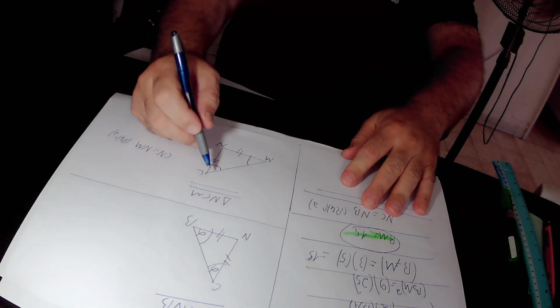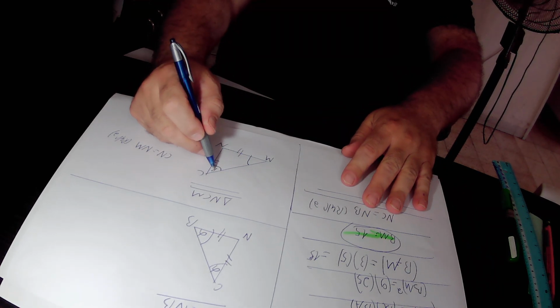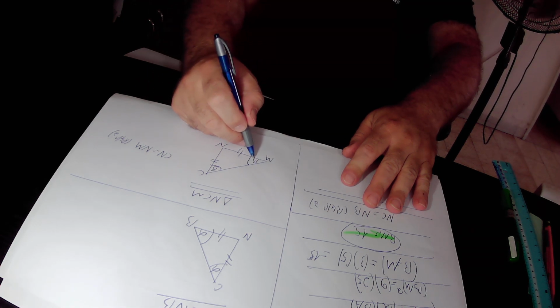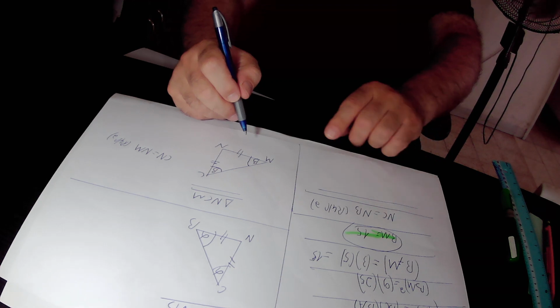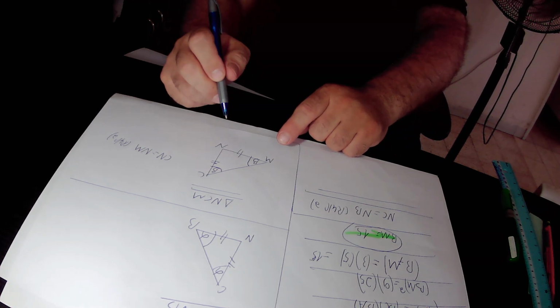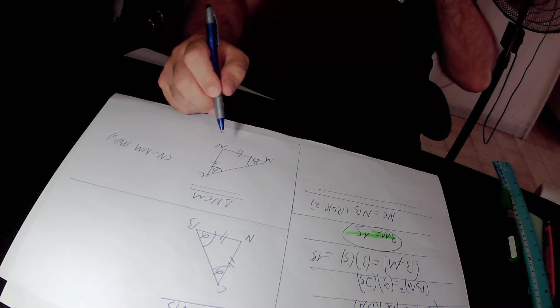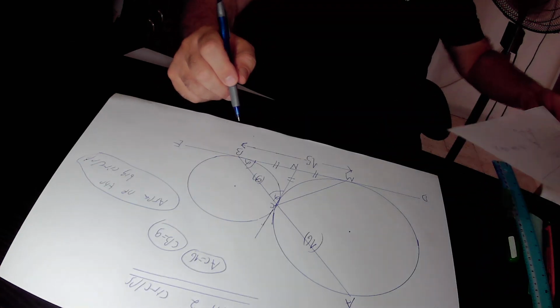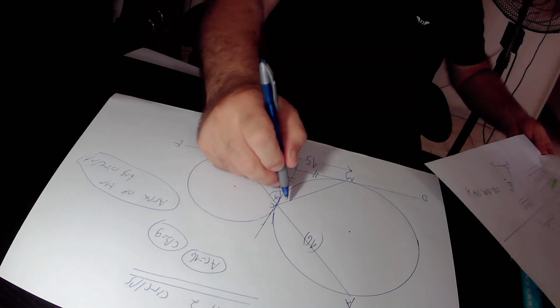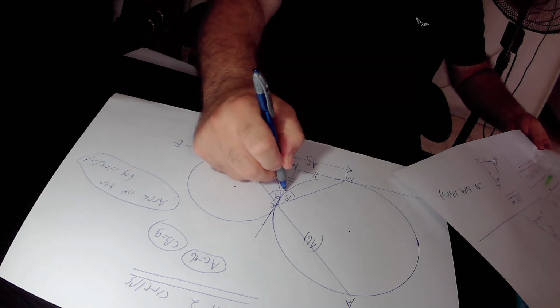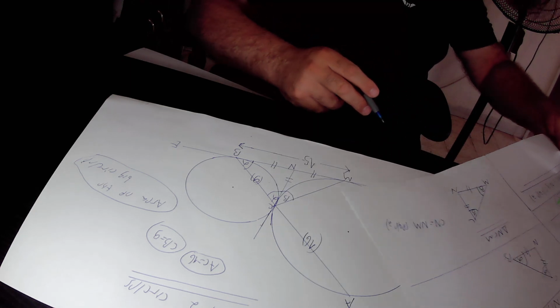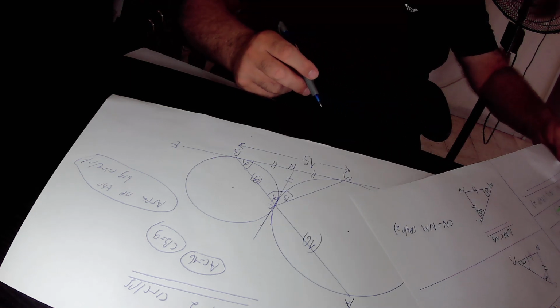So if we define the size of this angle as beta, then this angle must also be equal to beta, because of the rule that I mentioned, that in front of equal sides in a triangle there are equal angles. So I found out that angle MCN equals beta, this is angle MCN that is equal to beta, and angle CMN also equals beta.